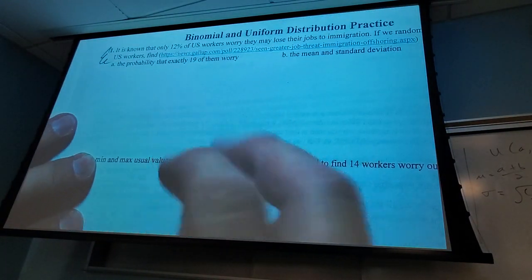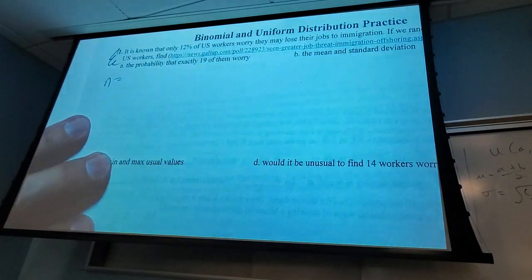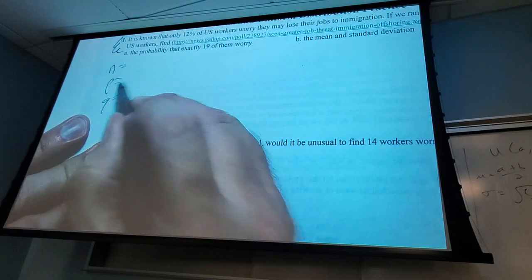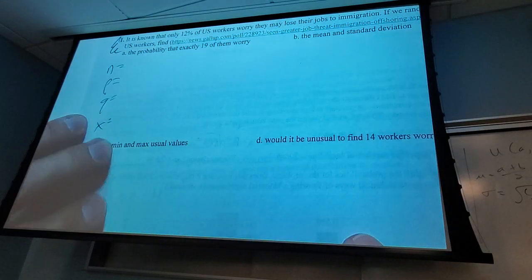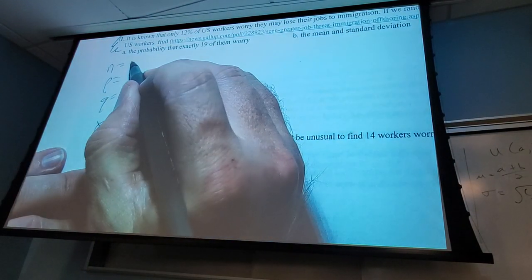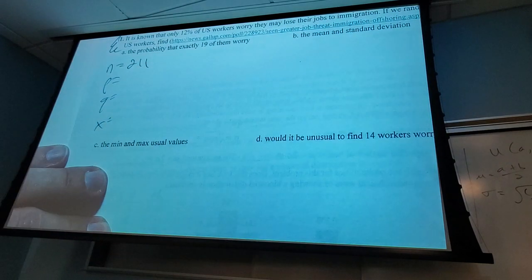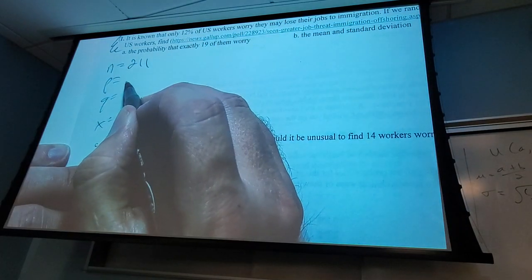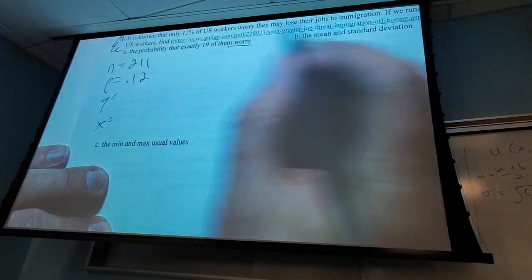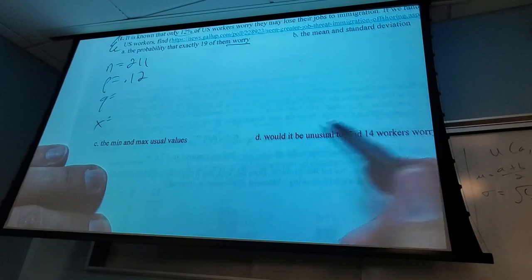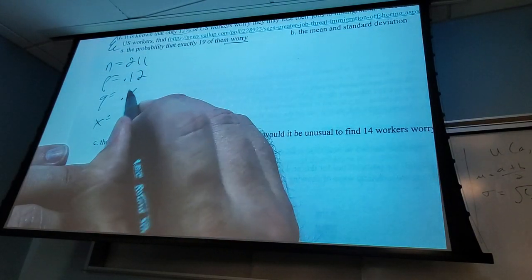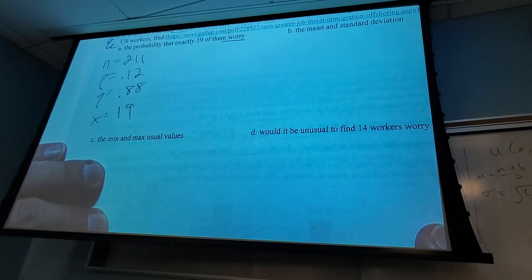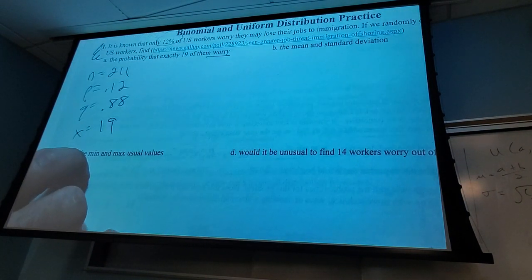So coming back up here, what are the main things I need to summarize as I start to answer my own question? Good job, Jeff. N, P, Q, and then whatever the X is for that problem. So what's N? 211. N is always the total number of things. It is the one variable that never changes. P? 0.12. Good. Probability of success. We're looking for worried people, so I want the probability that they're worried. Q? 0.88. And in this case, X is 19.